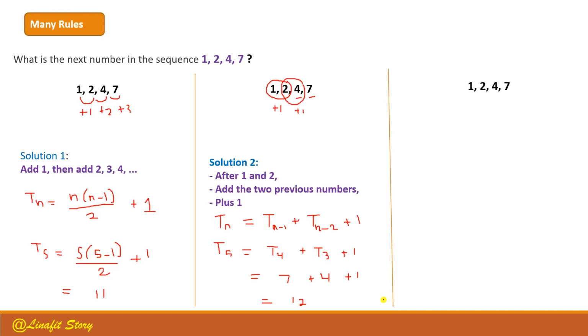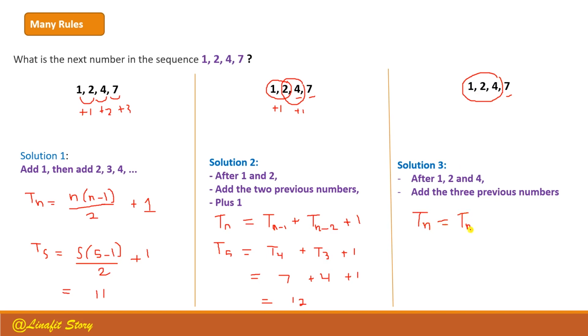The third solution is, after 1, 2, and 4, add the 3 previous numbers. 1 plus 2 plus 4 is 7. So Tn is equal to Tn minus 1 plus Tn minus 2 plus Tn minus 3.